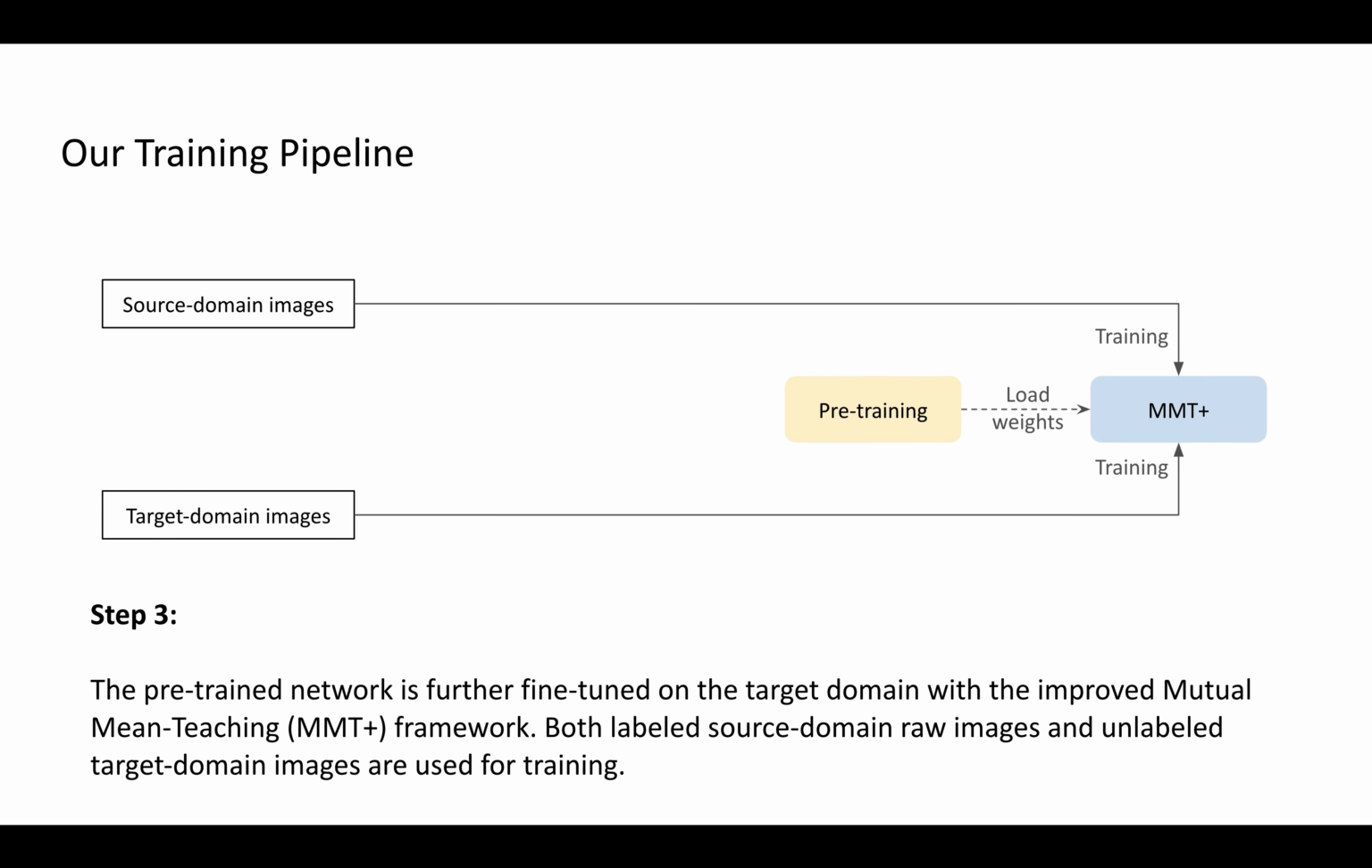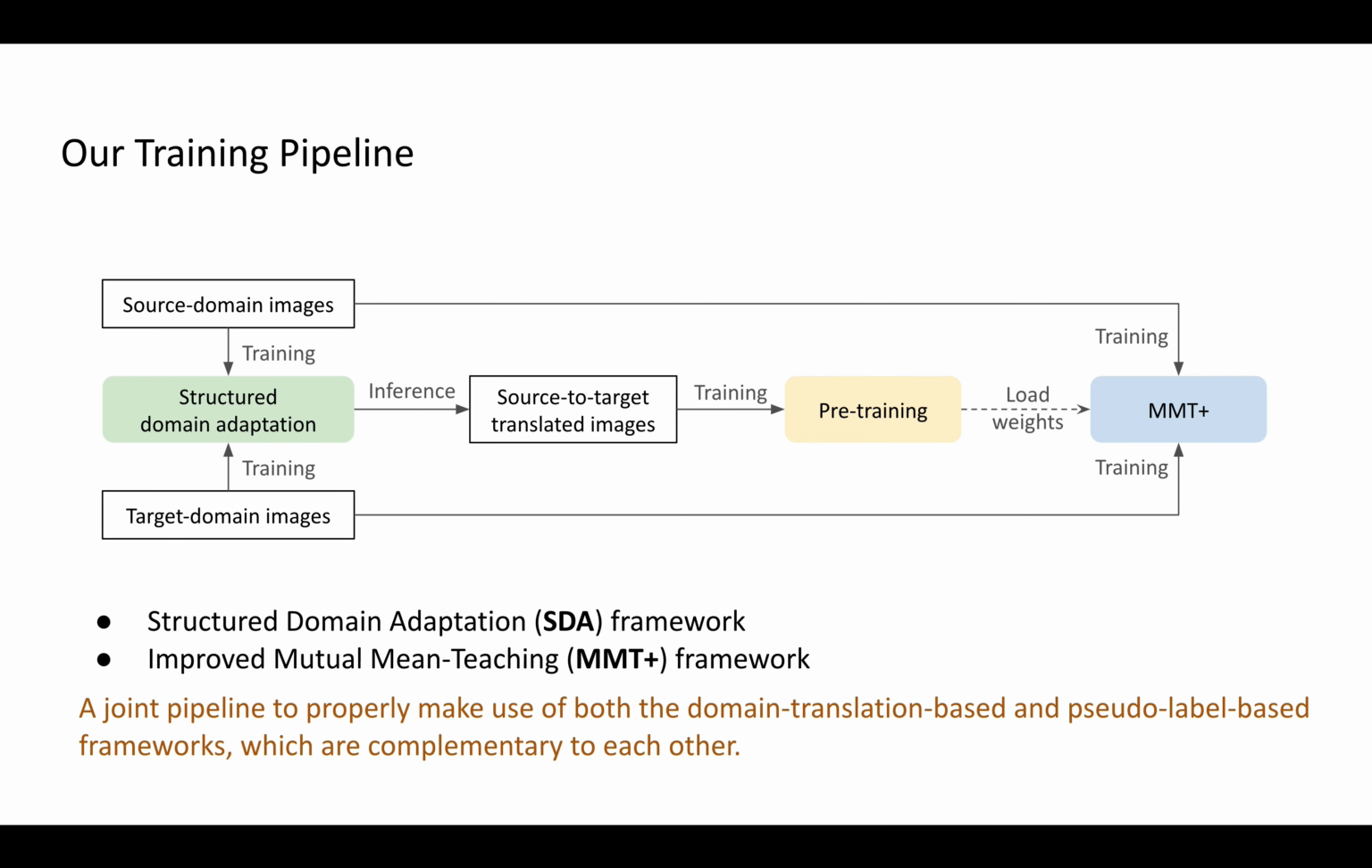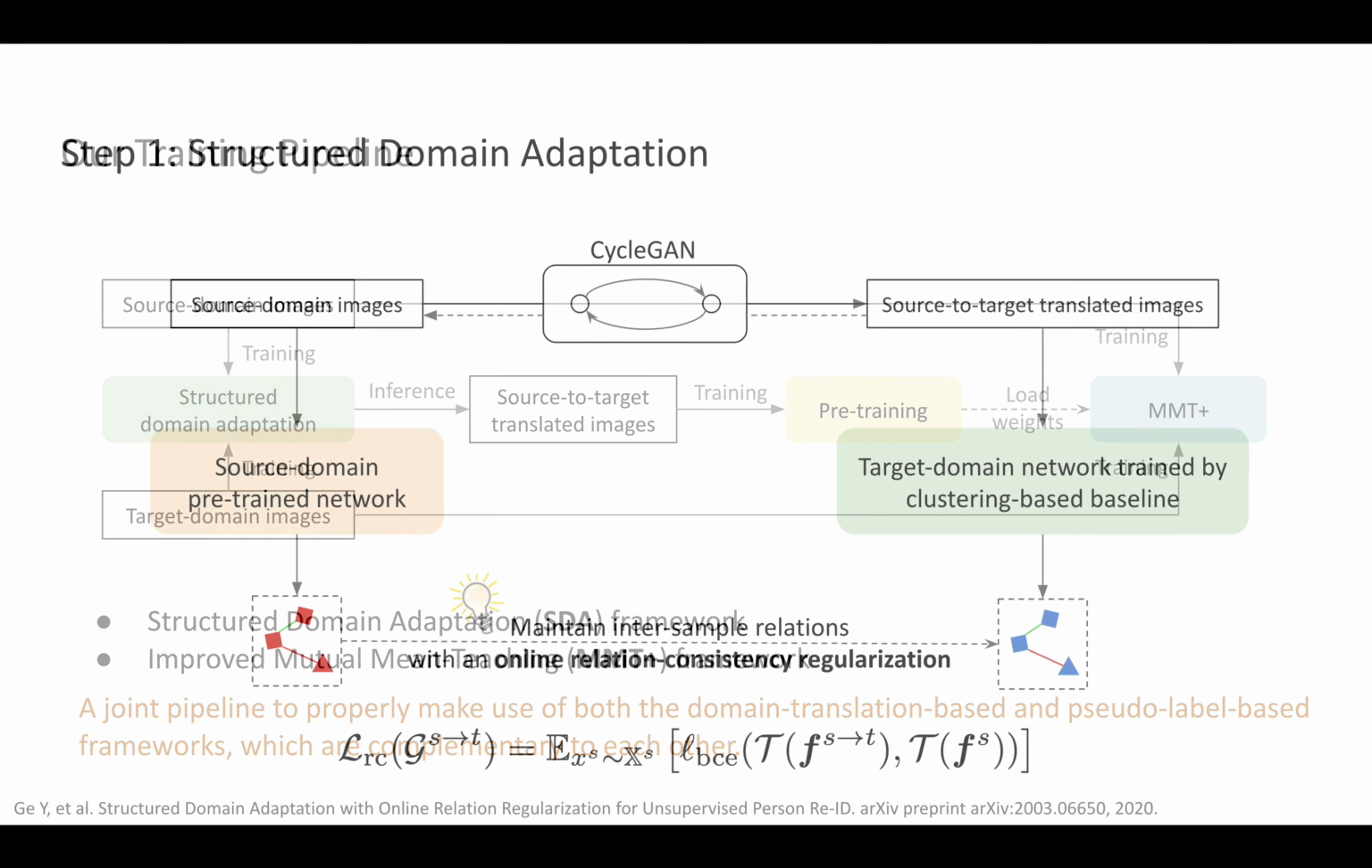In step 3, the pre-trained network is further fine-tuned on the target domain with an improved mutual mean teaching framework, or MMT plus in short. Note that both labeled source domain images and unlabeled target domain images are used for training. To conclude, we introduce a training pipeline with both structured domain adaptation framework and mutual mean teaching framework. Such a joint pipeline can properly make use of both the domain translation-based and pseudo-label-based methods, which are complementary to each other. Let's look into more details.